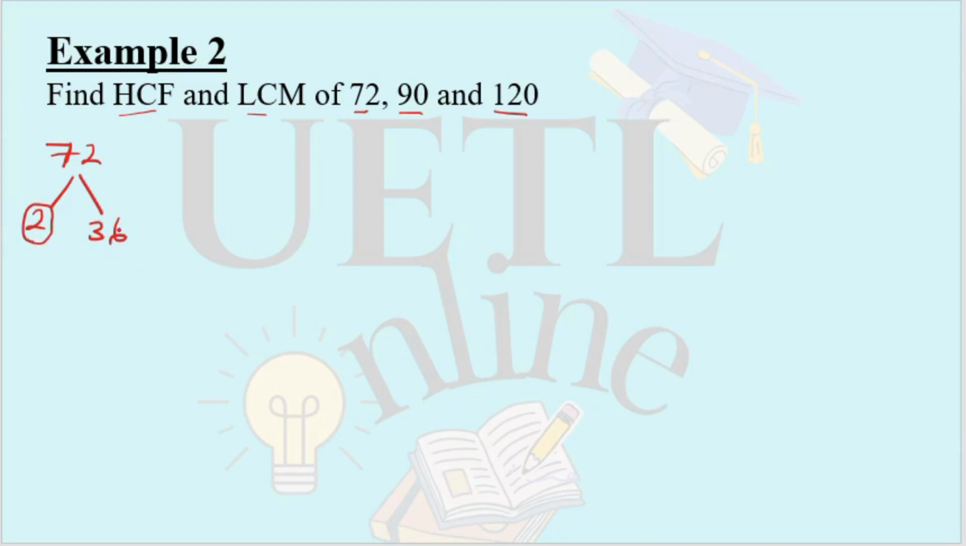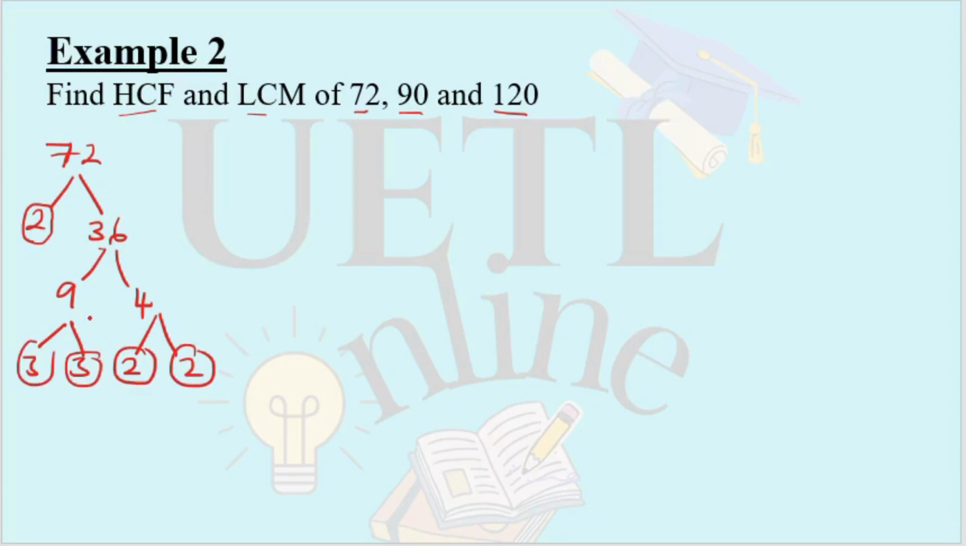Then we have 36. 36 is 9 and 4. Here 9 is 3 and 3. Then 4 is 2 and 2. Okay, so now we have our prime factors here. This means that 72 can be expressed as 2 times 2 times 2 times 3 times 3. Okay, so this is our expression for 72.